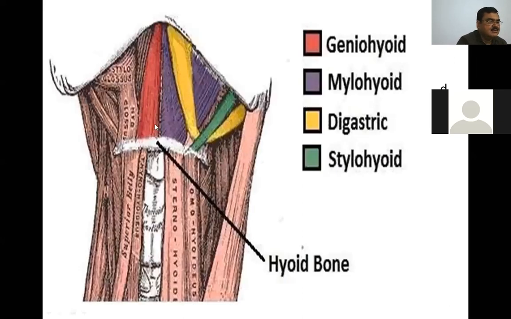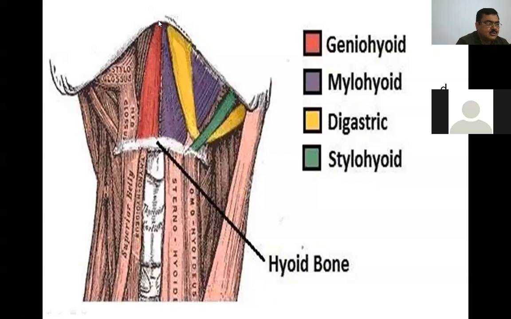Here you can see this is hyoid bone. This is mandible. Between mandible and hyoid bone, this is suprahyoid muscle. That means muscle above the hyoid bone. So here whichever muscles are above the hyoid bone, between the mandible, these are suprahyoid muscles. And it includes geniohyoid. See in red color, this is geniohyoid.